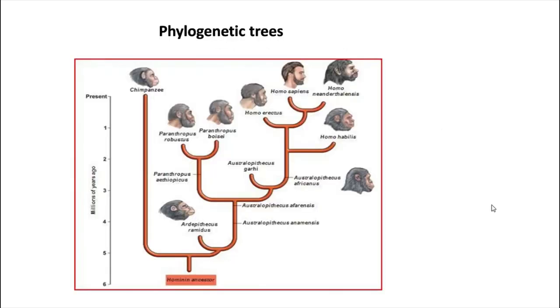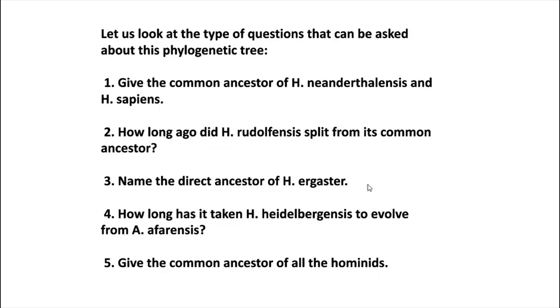Now let's look at the phylogenetic tree, which is a tree that shows relationships among various biological species or other entities based upon similarities and differences in their physical appearances. So this phylogenetic tree helps you to know that a certain species existed from when and when it became extinct. So these are the common questions under phylogenetic trees, and the common ancestor of all the hominids is Hominidae.